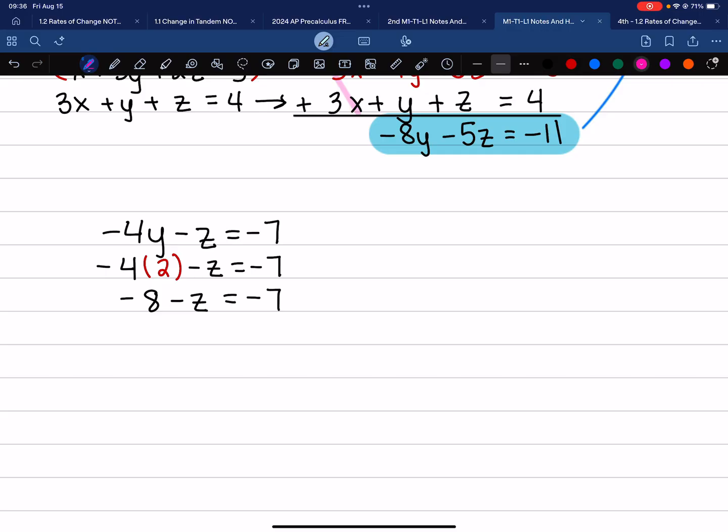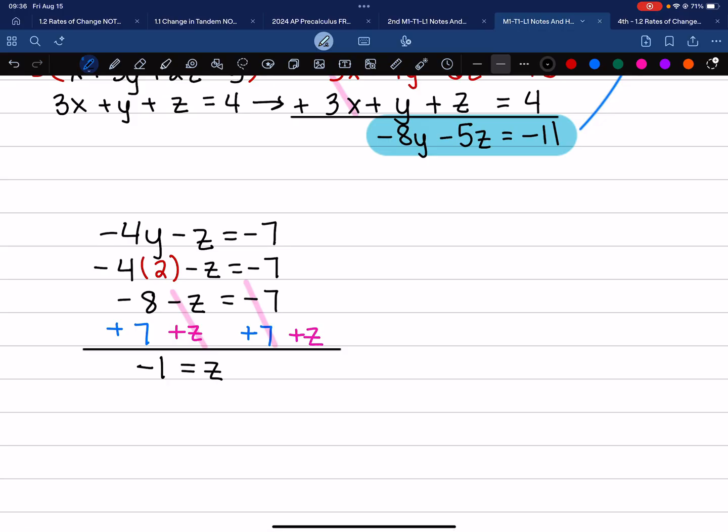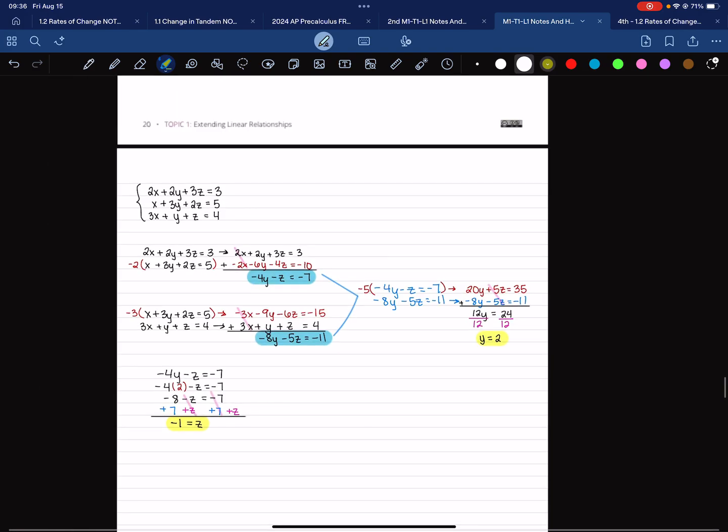I am going to add z to both sides. And then I'm going to add 7 to both sides. So when we do this, negative 8 plus 7 is a negative 1. Negative z plus z cancels out. Negative 7 plus 7 cancels out. And then I'm just left with equals z. So now we just found our second solution to our equation. Now we just need to find our third solution.